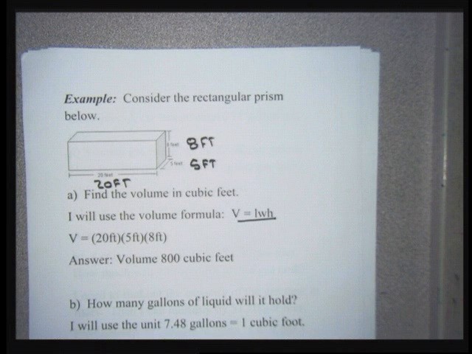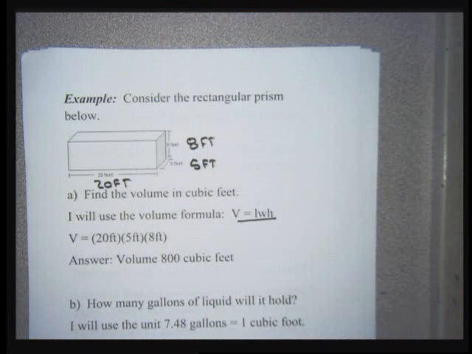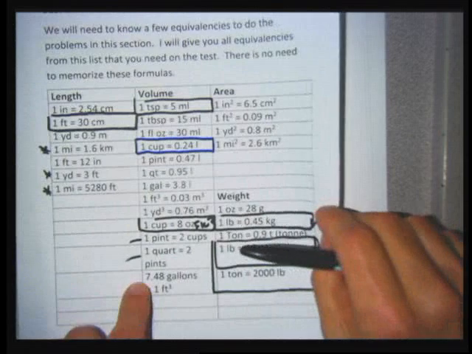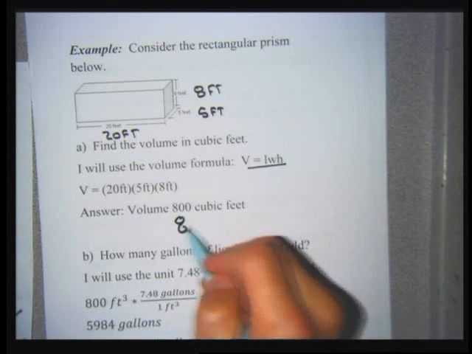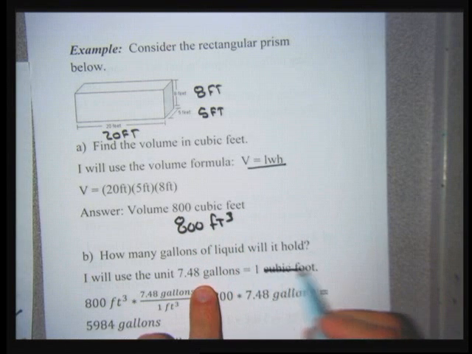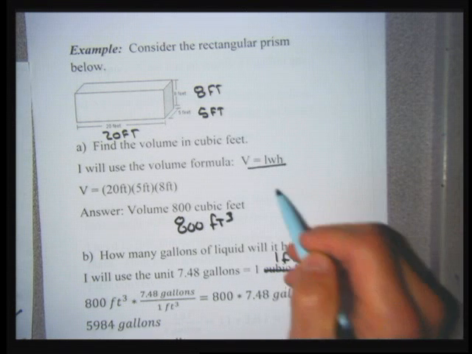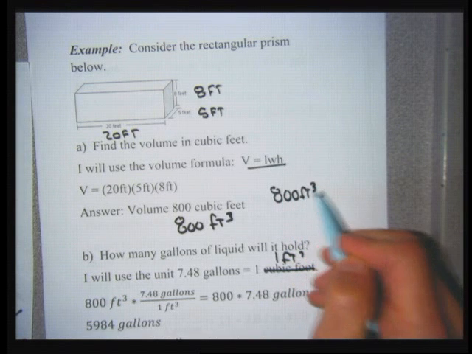So that's the first part of this example. That's not dimensional analysis. That's just doing a volume formula. Part B says how many gallons of liquid will this hold, and it says 7.48 gallons is 1 cubic foot. And so I probably should have said this volume is 800 cubic feet. And now I'm going to use the unit that 7.48 gallons is 1 cubic foot. So I'm going to start with 800 cubic feet, which is the volume of that. And I'm going to multiply.